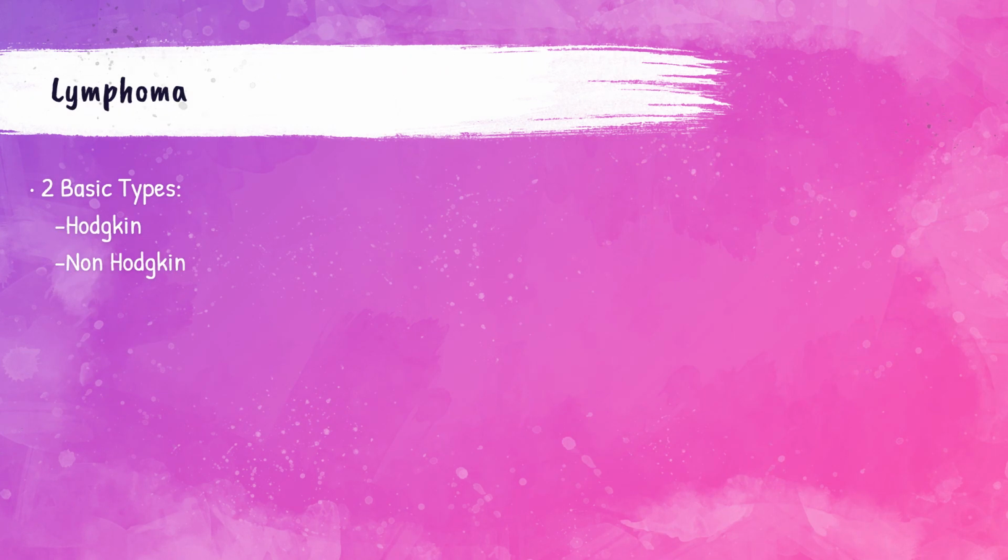Lymphoma is a cancer of the lymphatic system. It can include the lymph node, spleen, bone marrow, and thymus glands. Lymphoma can be in all of those areas as well as other organs throughout the body. There are 2 main subtypes of lymphoma, Hodgkin and non-Hodgkin.